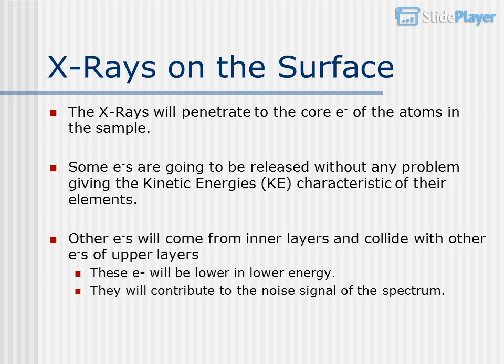Some electrons are going to be released without any problem, giving the kinetic energies, KE, characteristic of their elements. Other electrons will come from inner layers and collide with other electrons of upper layers. These electrons will be lower in energy. They will contribute to the noise signal of the spectrum.